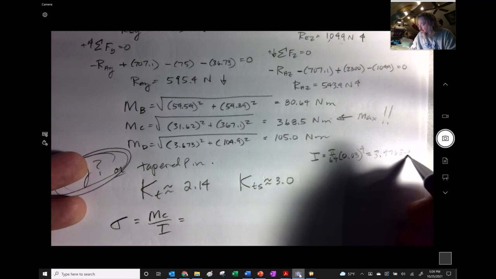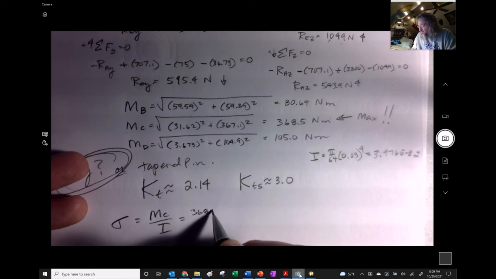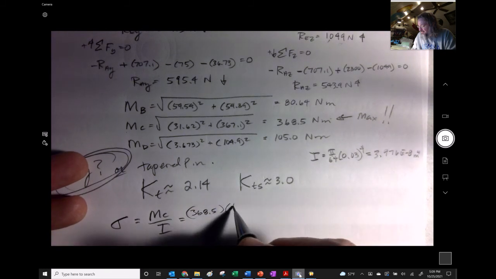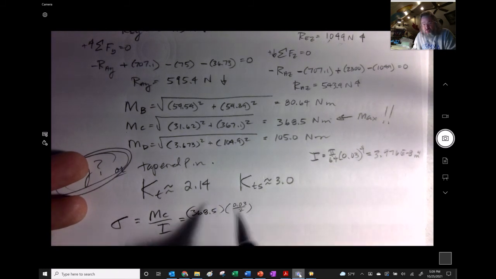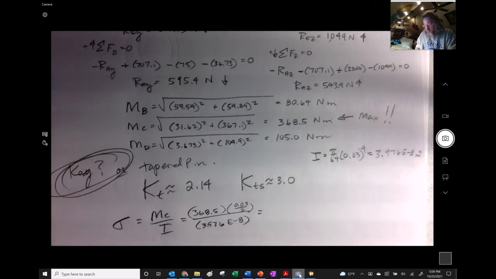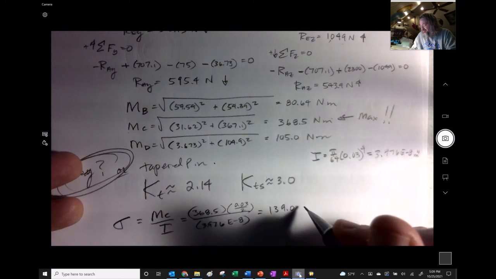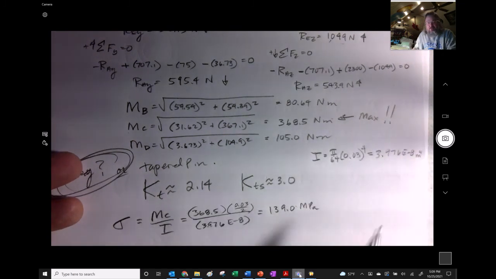3.976 E minus 8. These are meters, so I will take my 368.5 and my C of 0.03 divided by 2, divide by my I, 3.976 E minus 8, and I'll hit enter so I can use it again. 368.5 and 0.015, boom. I think I have 139.0 megapascals, tension and compression.